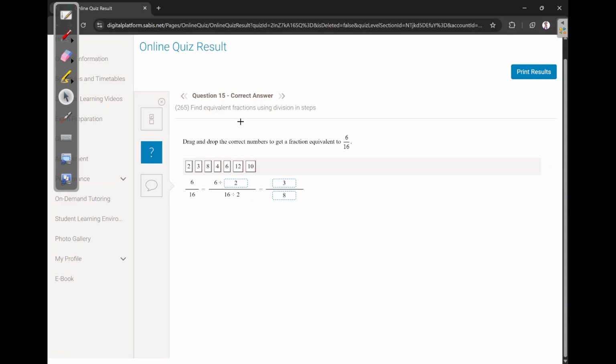Question 16. 2 out of 3 equals 2 times 3, because we multiply by the same number. So it equals 6, and 3 times 3 equals 9.